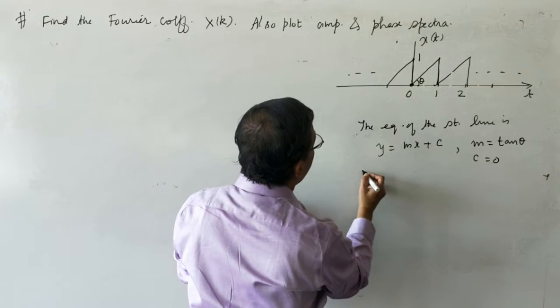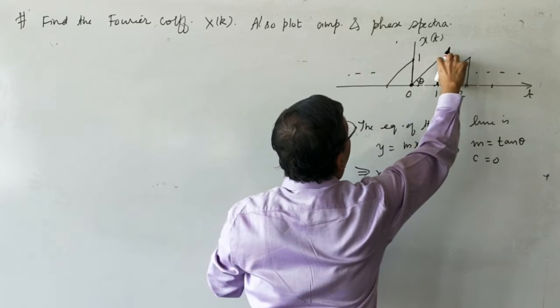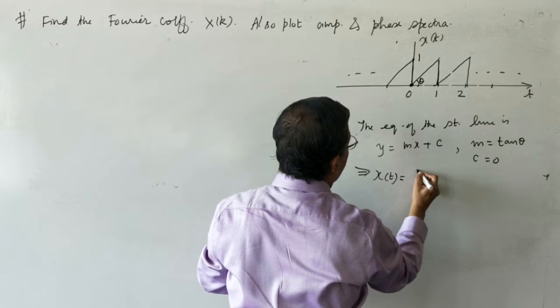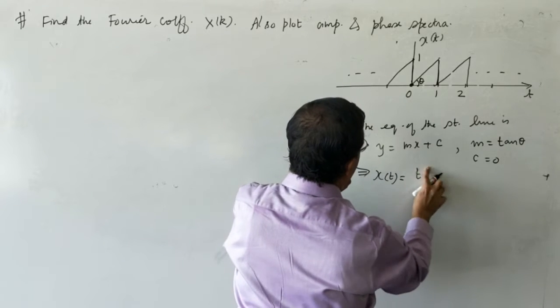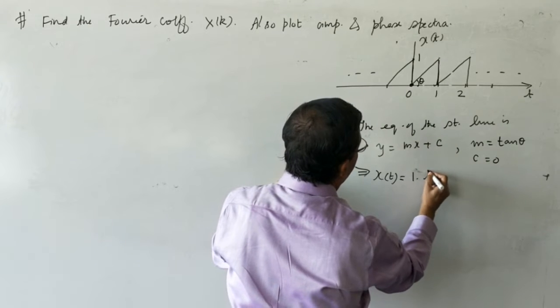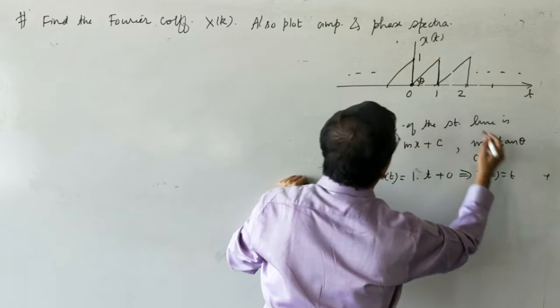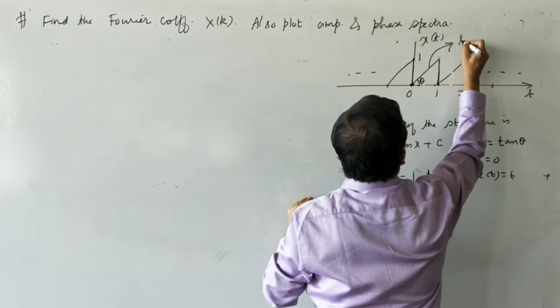What is y? Y is x of t. What is m? Tan theta, opposite side by adjacent side. That is, m is 1. Tan theta is 1. So 1 into t plus 0. That means x of t is equal to t. The equation of the straight line is t.